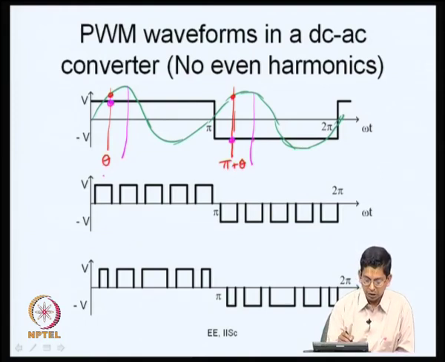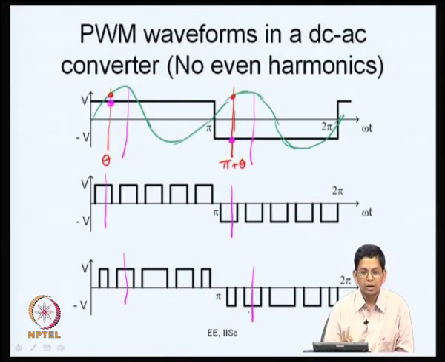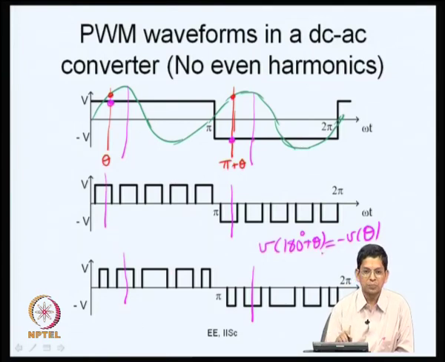You consider the same thing here also, you consider this angle and this at 180 plus theta. So, this waveform also has no even harmonic. You consider this waveform, this angle and this about 180 degrees later. Whatever the waveform is at 180 plus theta, it is the negative of its value at theta. This is what we observe in all these, and whenever this condition is satisfied, there are no even harmonics.